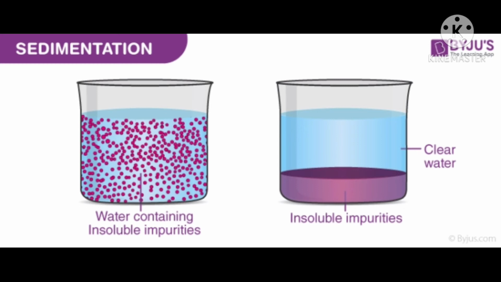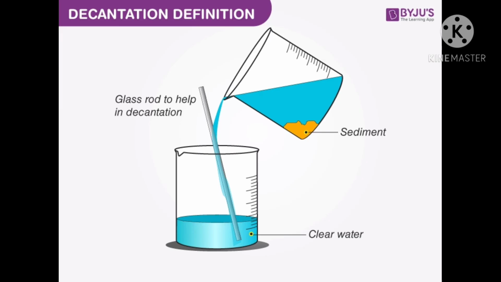In the first beaker you can see water containing insoluble impurities. When you leave them for some time, the insoluble impurities settle at the bottom of the beaker and you can see the clear water on the top that you can separate. Okay, this whole process is known as sedimentation.